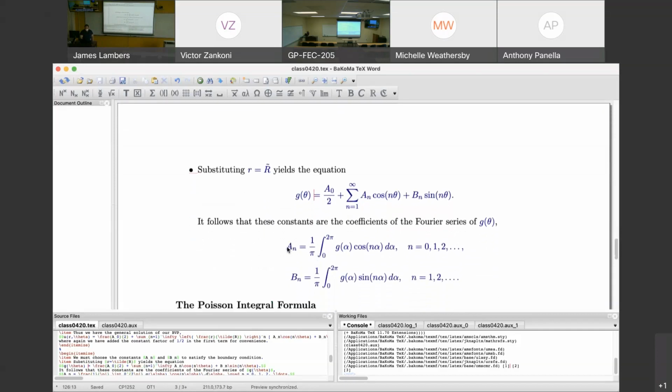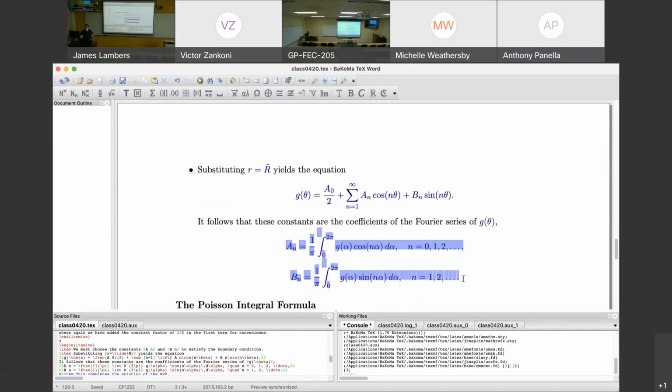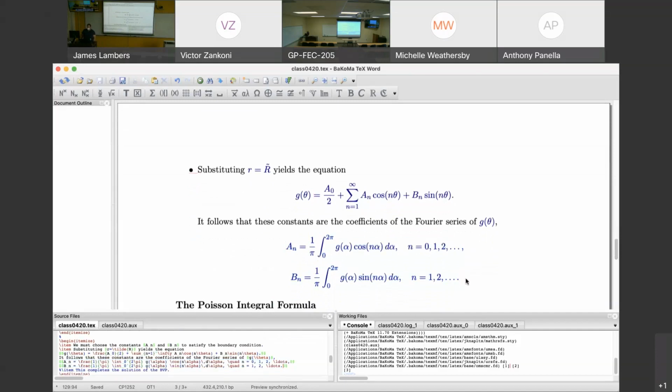And here we have integral formulas for an and bn. But keep in mind how for certain problems this can simplify. For example, what if g of theta was equal to, let's say, cosine of 2 theta? Then you'd have a2 equal to 1, and all other an and all bn would be equal to 0 in that case. So that shortcut can happen on a problem by problem basis.